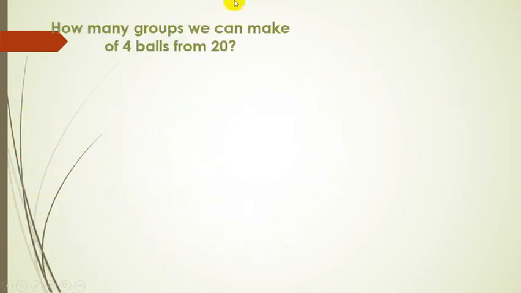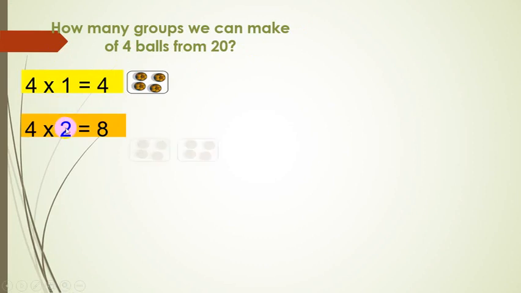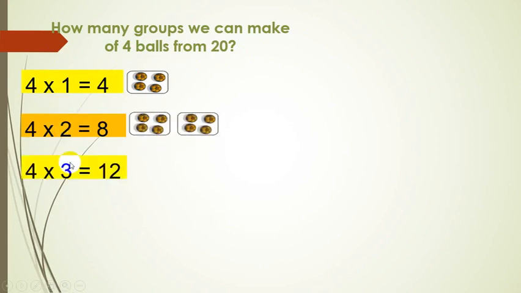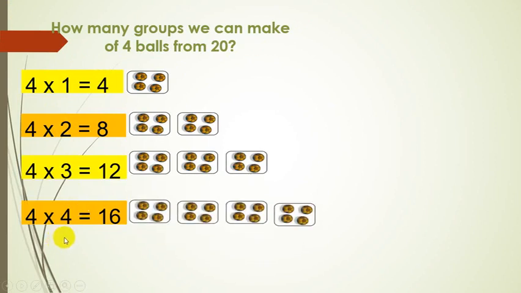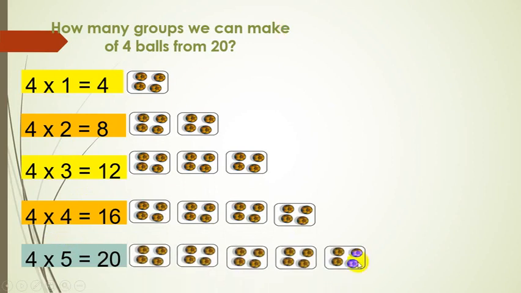Let's have some more examples. How many groups we can make of 4 balls from 20? 20 is the total number of objects and 4 is the group size or the divisor. That means we are going to say the table of 4. So 1 group of 4 balls is equal to 4, 2 groups of 4 balls is equal to 8, 3 groups of 4 balls is equal to 12, 4 groups of 4 balls is equal to 16, 5 groups of 4 balls is equal to 20. So 20 balls are being equally divided into 5 groups.